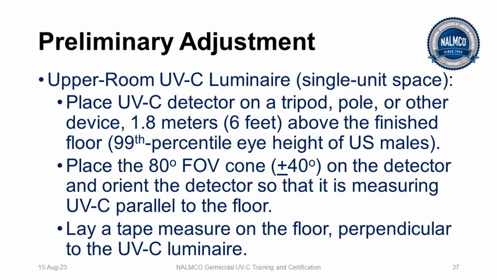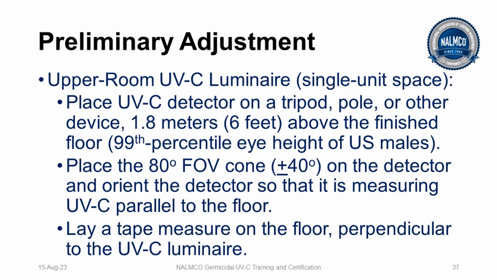Then we'll do the preliminary adjustment of an upper room UVC luminaire for a single space, and I'll talk about a multi-unit space. For a single space, we'll place the UVC detector on a tripod, pole, or other device, 1.8 meters or roughly 6 feet above the finished floor. This is the 99th percentile eye height for U.S. males standing. Place the 80-degree field of view cone on the detector and orient the detector so that it is measuring UVC parallel to the floor.